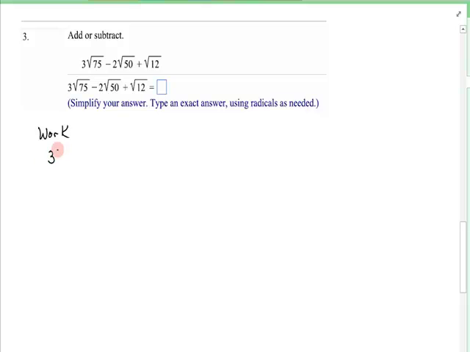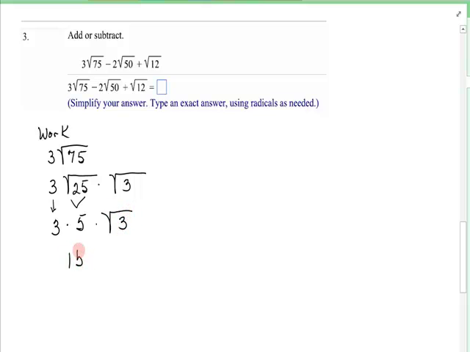I have 3 times the square root of 75. I have to keep the 3. Well, what perfect square do you want to try? It ends in a 5, so I'm going to try 25. And yes, it is 25 times 3. So keep the 3. The square root of 25 is 5 times the square root of 3. That becomes 15 times the square root of 3.